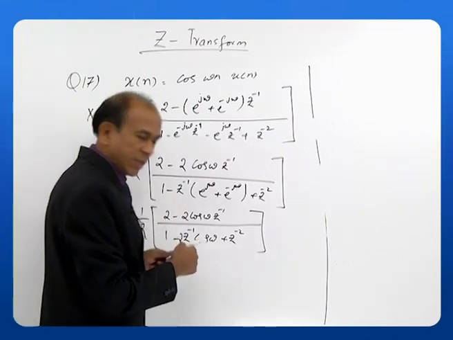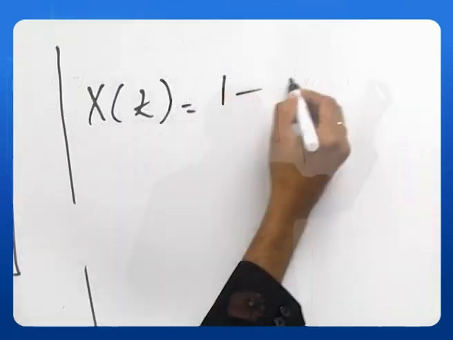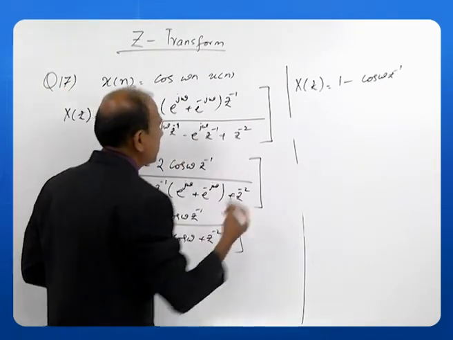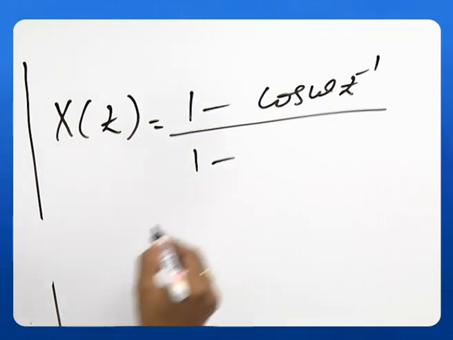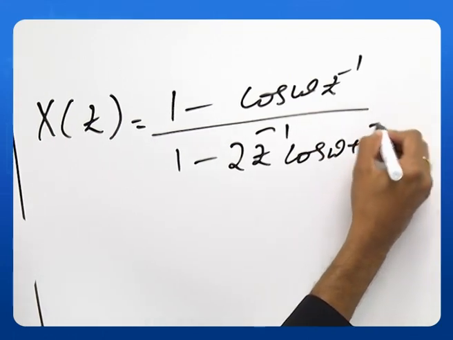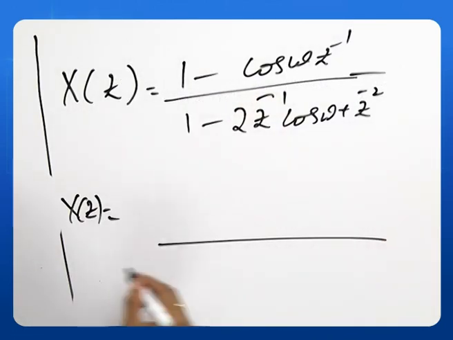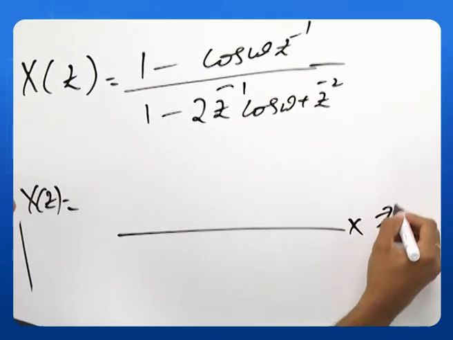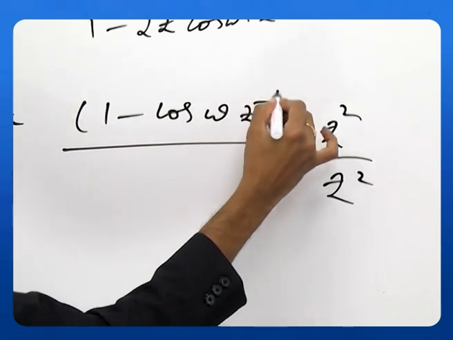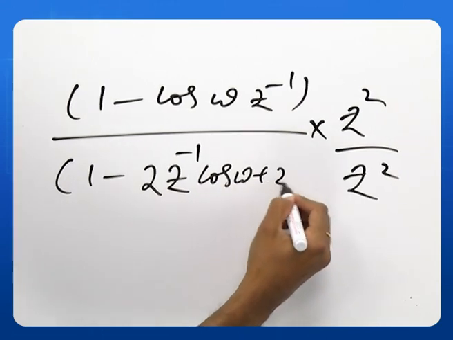This is divided by 2. So, X of z can be written as 1 minus cos omega z to the power of minus 1, divided by 1 minus 2 z to the power of minus 1 cos omega plus z to the power of minus 2. Now, let us take the LCM as z square. So, what I will do is multiply and divide the whole thing by z square, 1 minus cos omega z to the power of minus 1 by 1 minus 2 z to the power of minus 1 cos omega plus z to the power of minus 2.